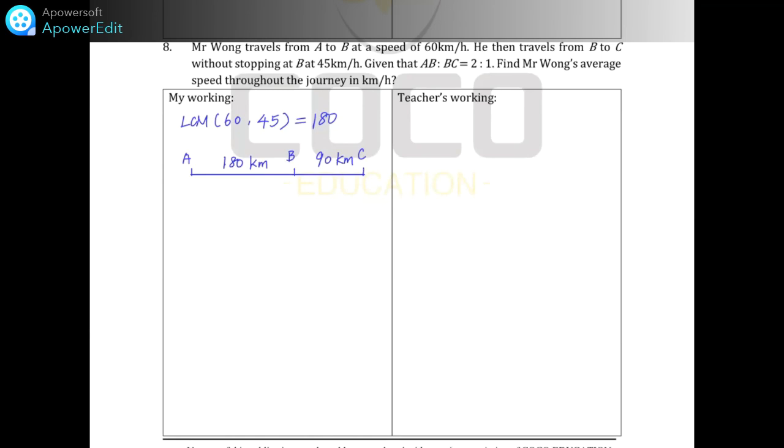Let's figure out the total time taken to travel from A to C. From A to B is 180 divided by the speed, which is 60. From B to C, we use the distance 90 divided by the speed 45. This is 3 plus 2, so 5 hours. Okay, 5 hours in total. So total distance is 180 plus 90, 270 km. To find the average speed, we use the total distance divided by the total time. So the answer is 54.